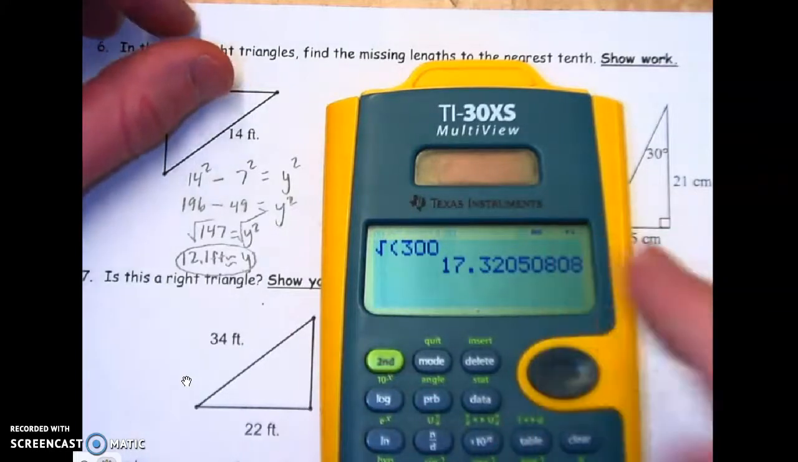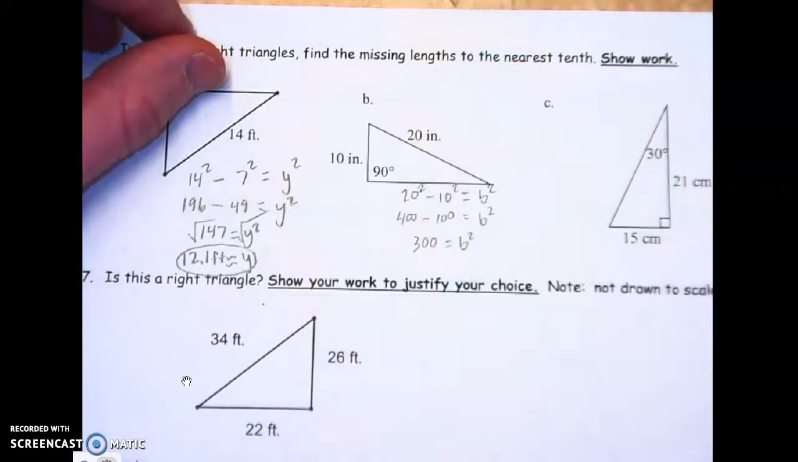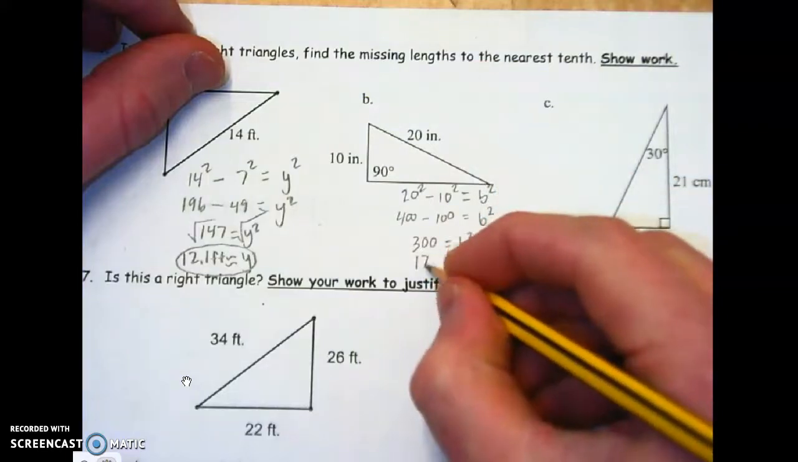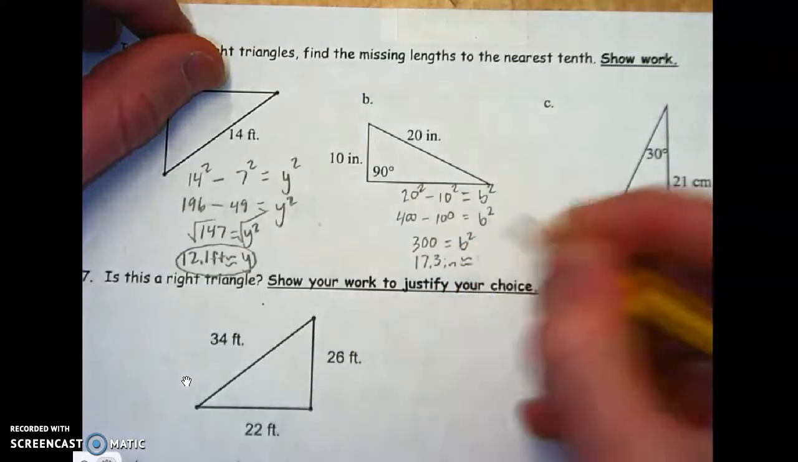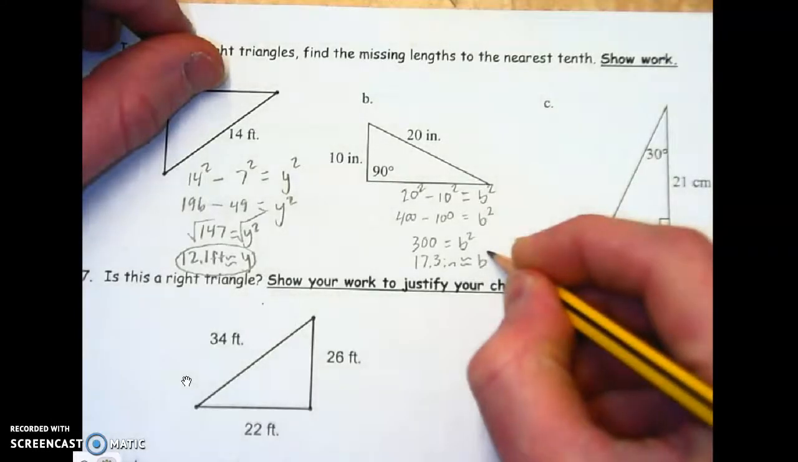17.3. It wants us to round to the first decimal place. 17.3 inches. And that's about the length of B.